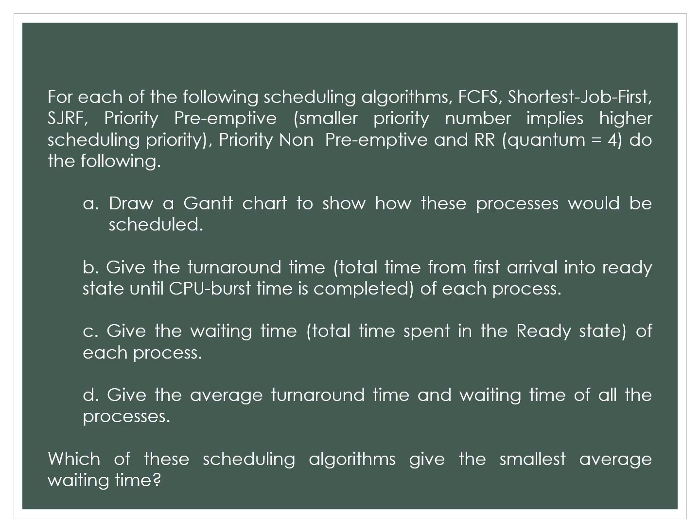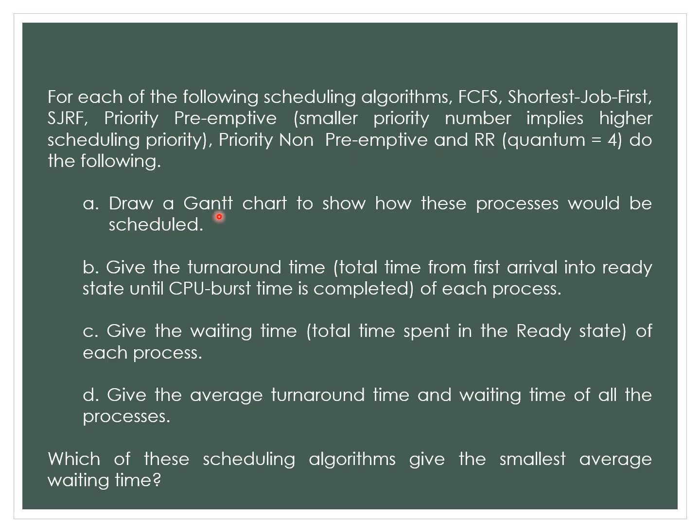Normally the question format is like this. For each of the following scheduling algorithms: first come first serve, shortest job first, shortest remaining time first, priority preemptive, priority non-preemptive, and round robin scheduling with quantum value 4.